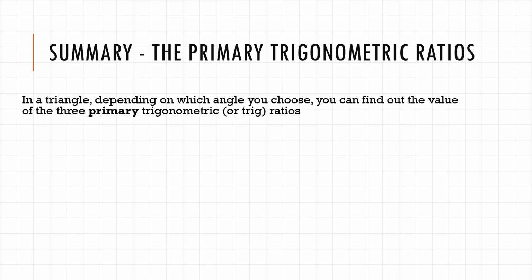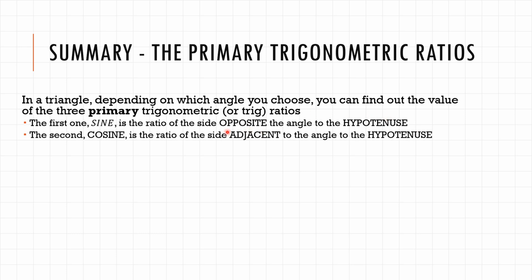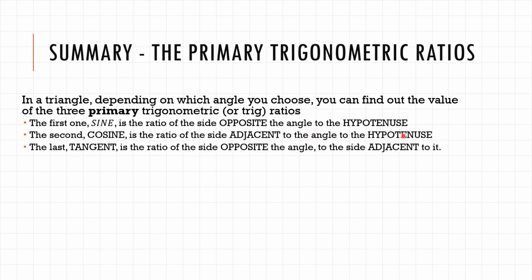In any triangle, depending on which angle you choose, you can find out the value of any of these three primary trigonometric ratios. We call them the primary trig ratios for short. The first trig ratio is sine. That's the ratio of the side that is opposite the angle to the hypotenuse. Cosine is the ratio of the side that is adjacent to the angle to the hypotenuse. And tangent is the ratio of the side opposite the angle to the side that is adjacent to it.